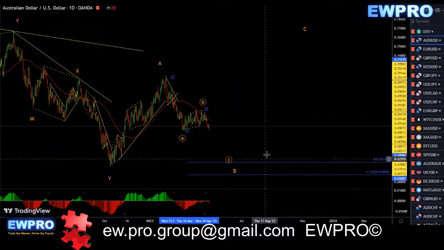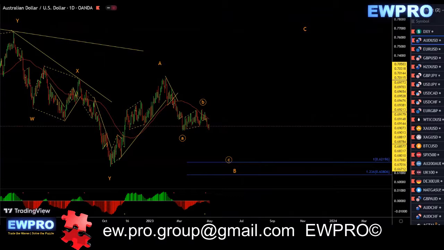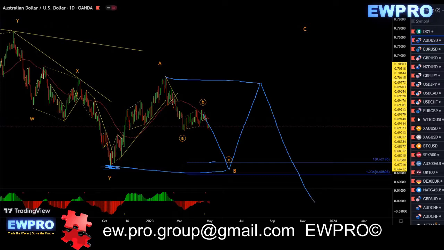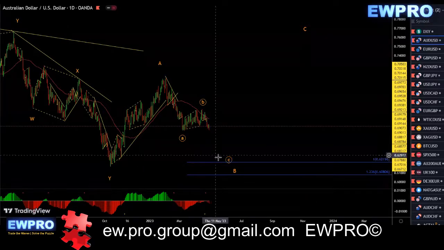So we'll be looking around this 100 fib. Price may get to this 100 fib here. It may even go and break this low. If it does go and break this low, it's actually good for us, because then we know that we'll just get a C up as a running or expanding flat, and then we'll get more downside. So we'll have to see in here.